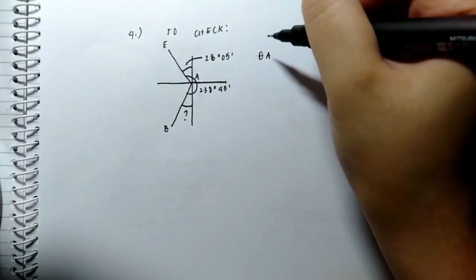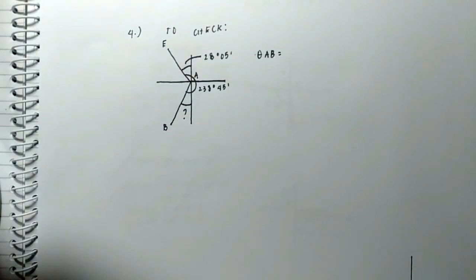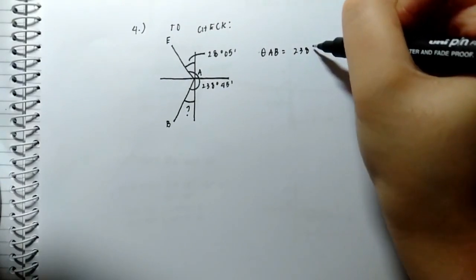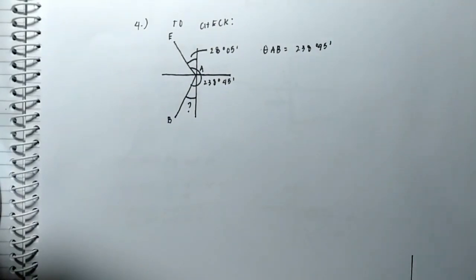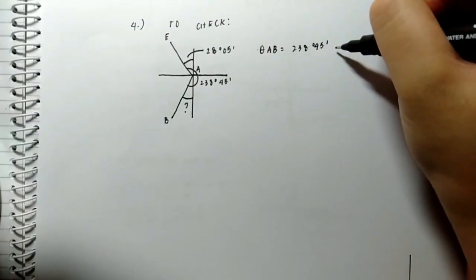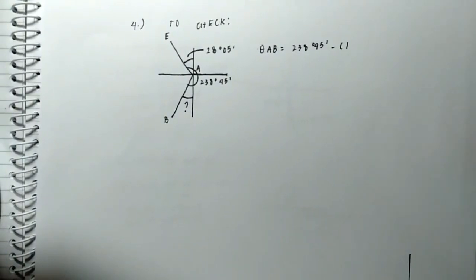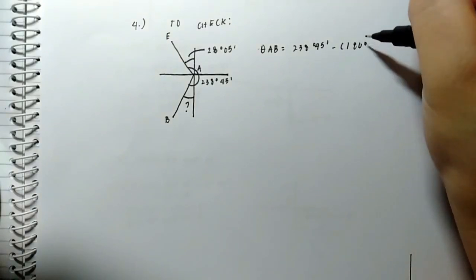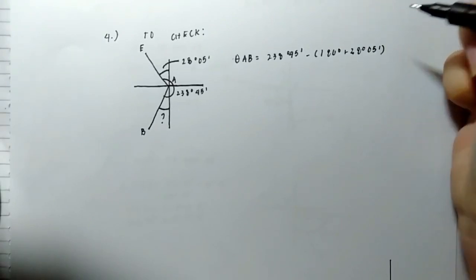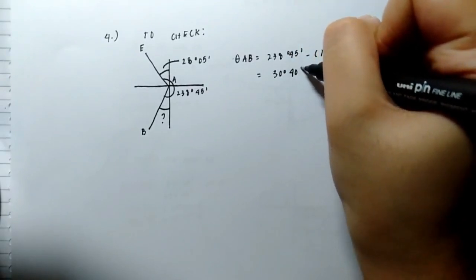ito siya, AB is equals to the 238 degrees 45 minutes. So, yan yung adjusted nung kanina. So, minus 180 degrees plus 28 degrees and 5 minutes. So, ang answer would be 30 degrees 40 minutes.